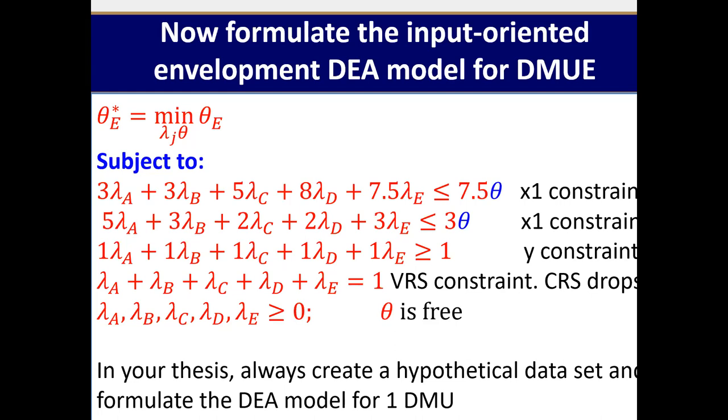And I've put something here. In your thesis, always create a hypothetical data set and formulate the DEA model for one DMU. Do you all get it? Two people should not go and formulate the same model. Two people should not go and use the same data. So when you're doing this, don't use the same data. Okay, any question on this?